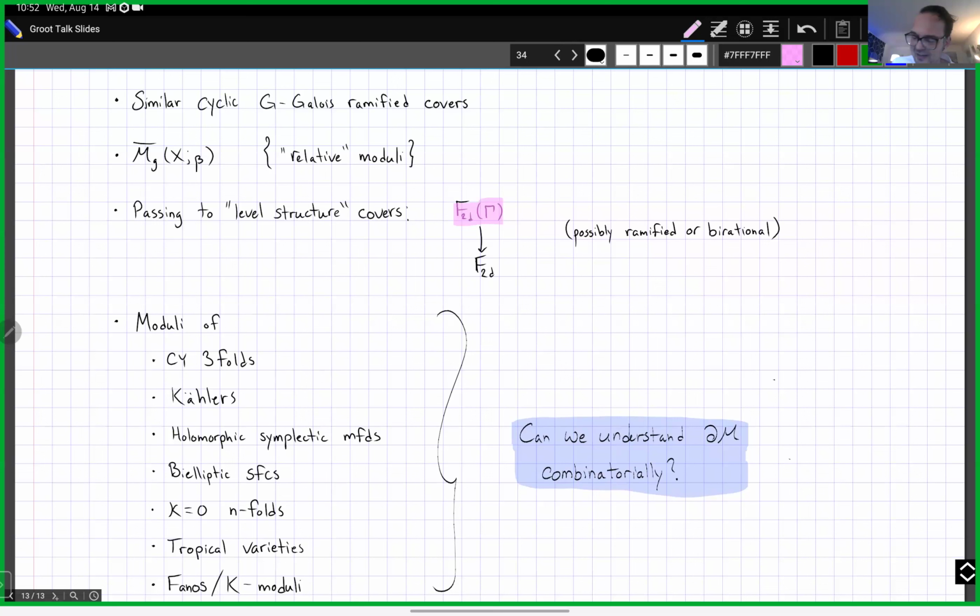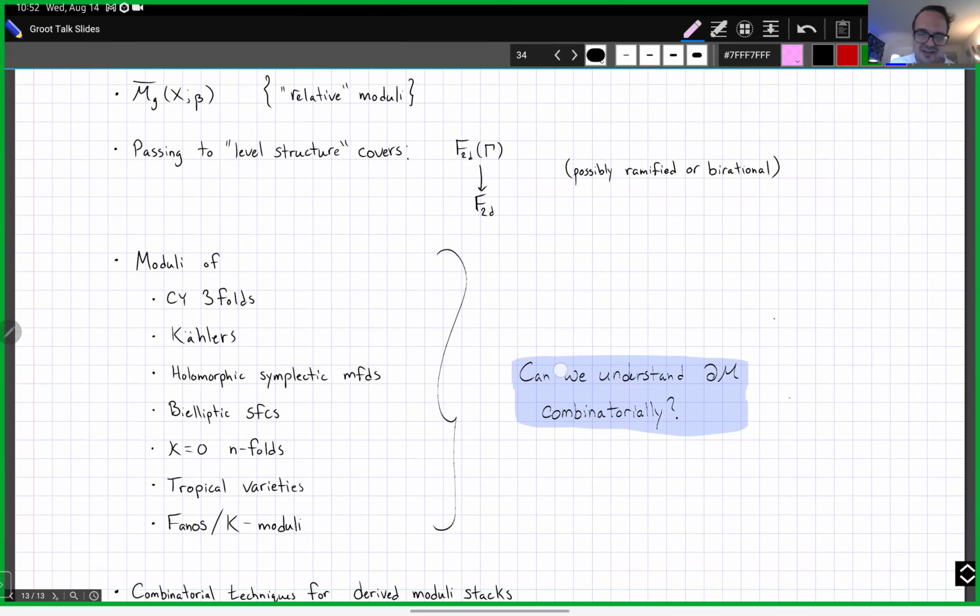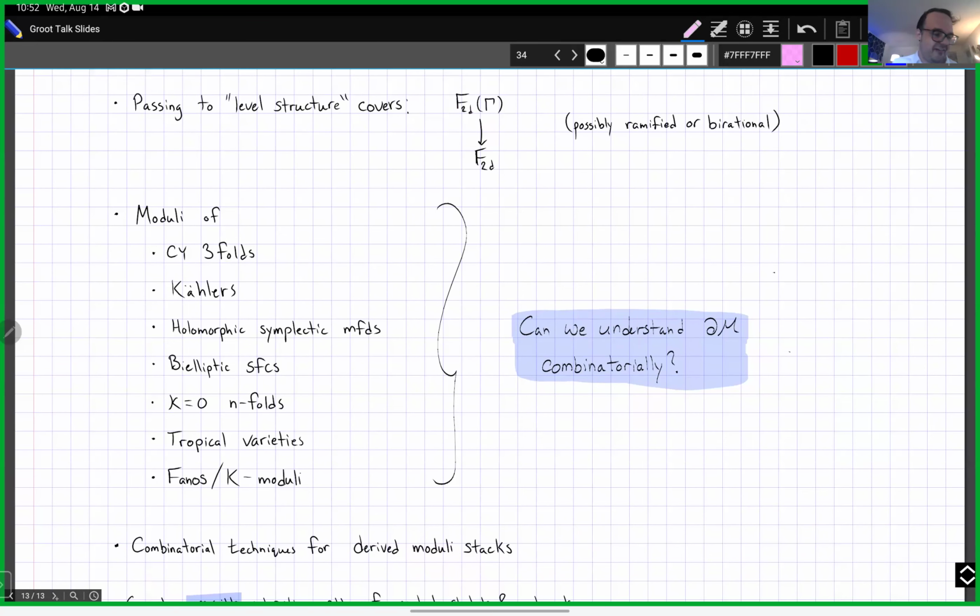I'd like to see if you pass to a level structure cover, can you somehow relate the boundary data? If you have something like F2D where you understand it pretty well, and you pass to a level cover, can you understand the compactification of that cover? Similarly, there are some cases where it seems like some of these techniques might generalize.